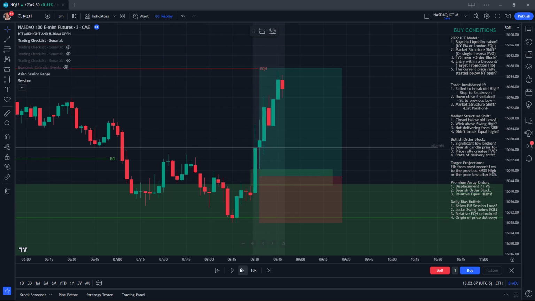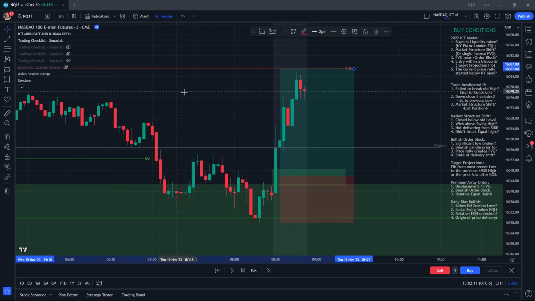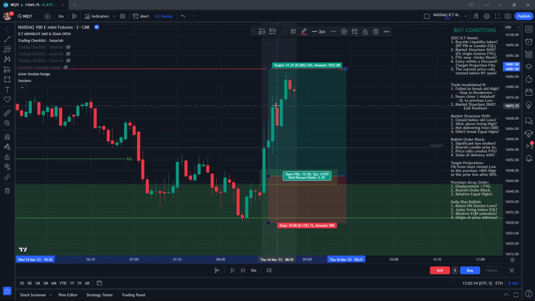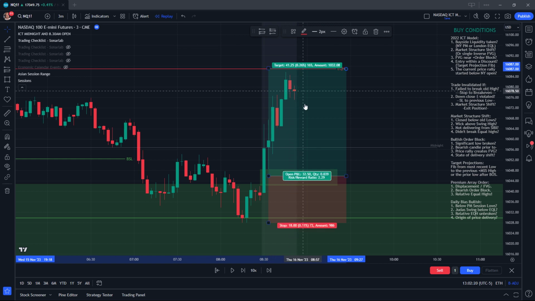Okay, so looks like price is just gone. Well, hang on a second, it didn't actually take those equal highs, it got really close. So once these equal highs get taken, that's kind of like a purge of internal liquidity, and then we'll be taking this trade off the table.